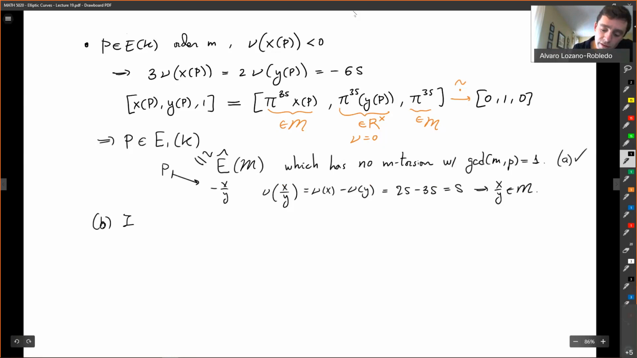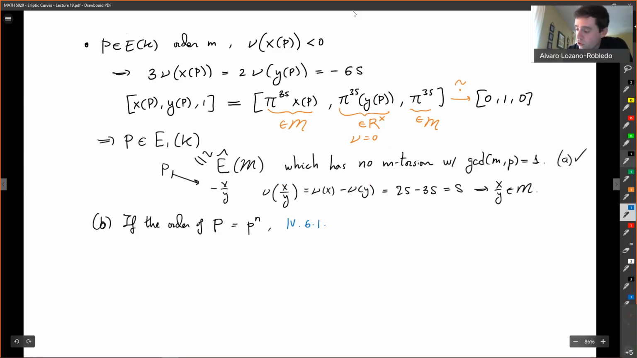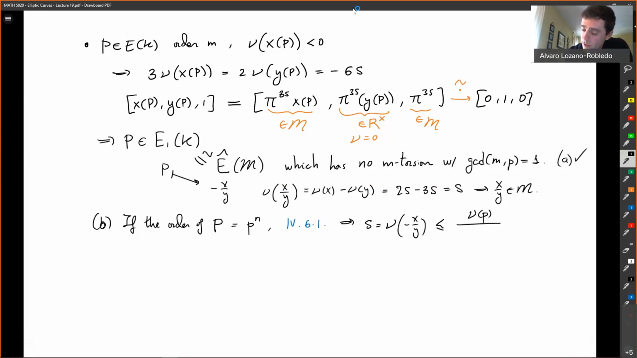If the order of P is a power of p, then in the chapter on formal groups, what we saw in this proposition in particular said that s, which is the valuation of minus x over y, had to be less or equal to a bound nu of p, the valuation of p divided by p to the n minus p to the n minus 1. We proved this using induction, right?